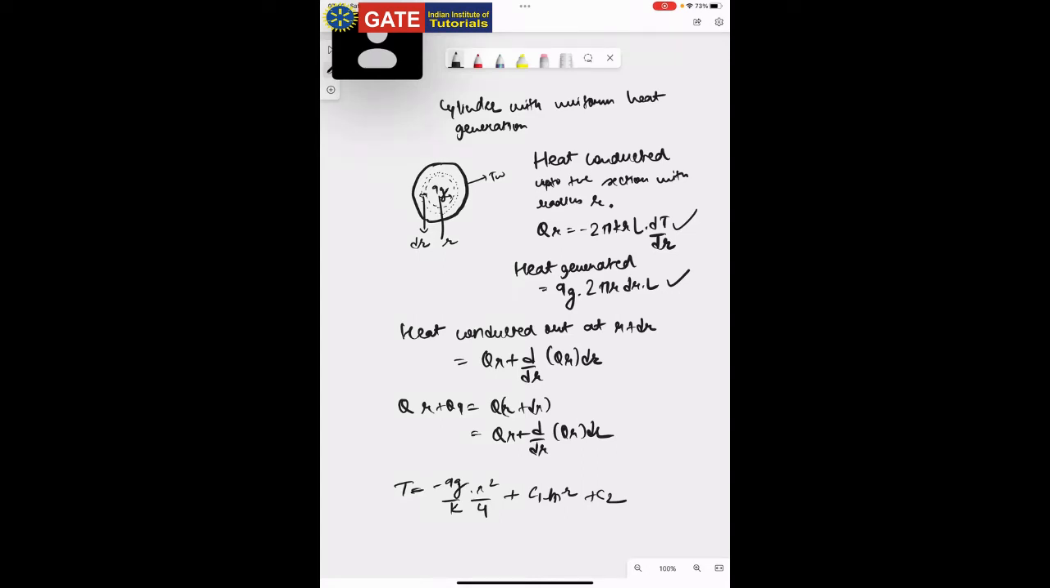And then the boundary conditions. The first one is at r equal to capital R, your temperature will be equal to TW, right? And then the second one: another thing we have to consider while finding the temperature distribution is that whatever heat is generated by the element is ultimately lost by conduction at the surface as well. I mean, it is giving out heat to the ambient, right?